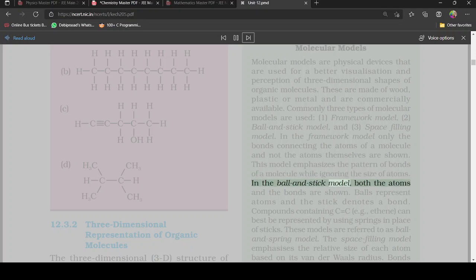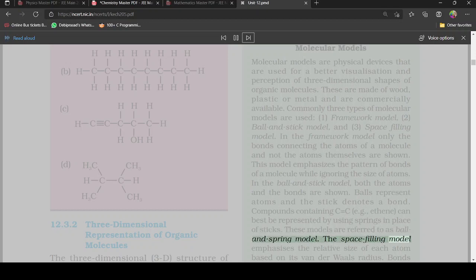In the ball and stick model, both the atoms and the bonds are shown. Balls represent atoms, and the stick denotes a bond. Compounds containing C=C, for example ethene, can best be represented by using springs in place of sticks. These models are referred to as ball and spring model.